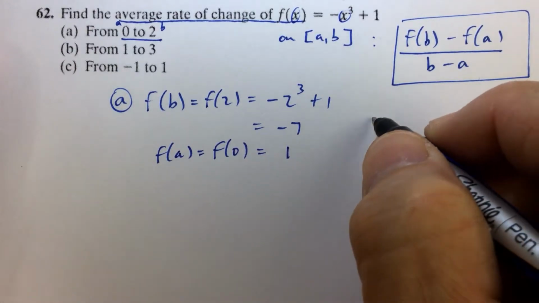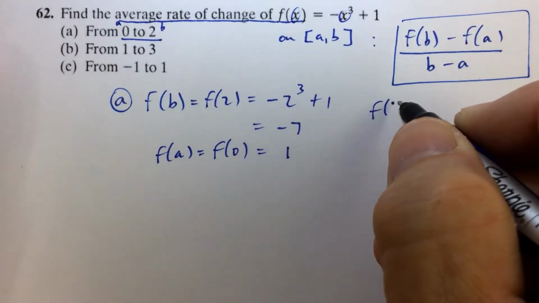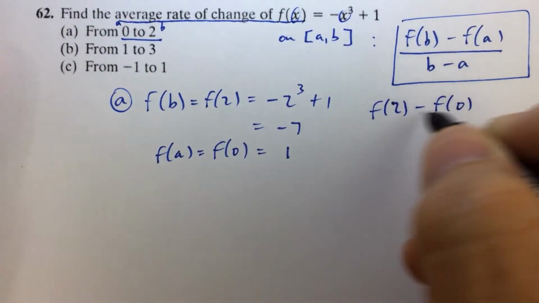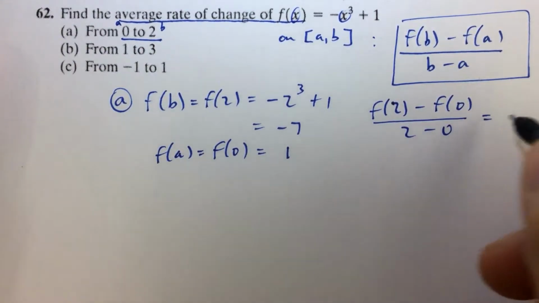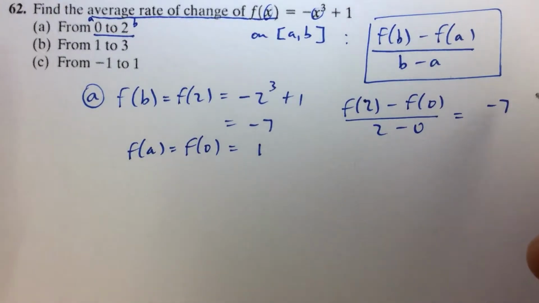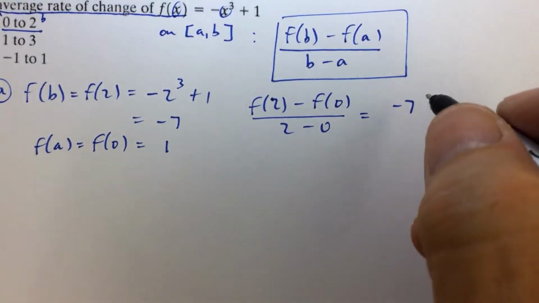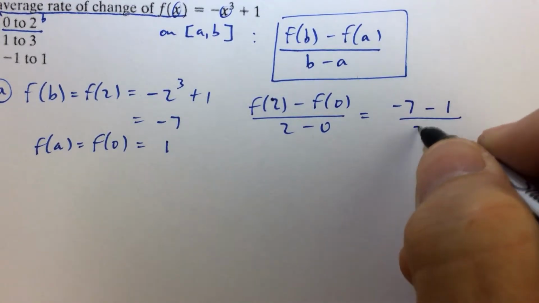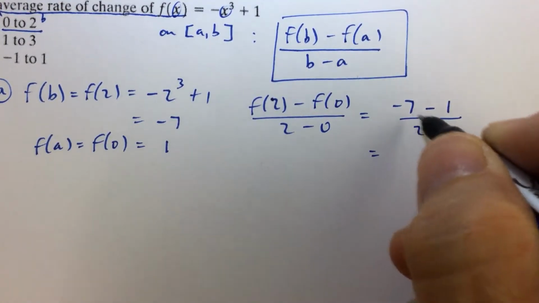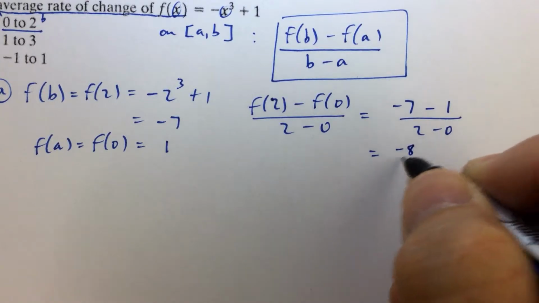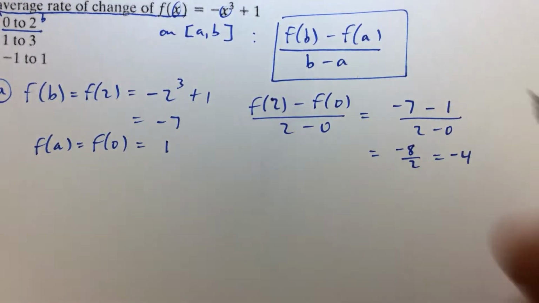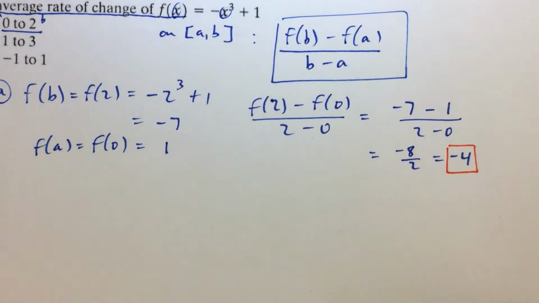So therefore, f of b minus f of a, let's put the numbers in. f of 2 minus f of 0 over 2 minus 0. f of 2 is negative 7. Make sure we show it. Negative 7 minus 1. That's our f of 0 over 2 minus 0. So we get negative 7 minus 1 is negative 8. Negative 8 over 2 is negative 4. So that's the average rate of change of f of x on the interval from 0 to 2.